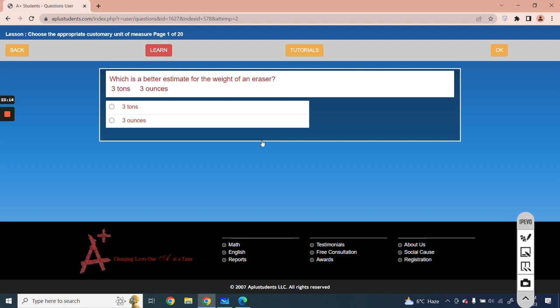Which is the better estimate for the weight of a razor? 3 tons or 3 ounces? Which is the correct option? Yes, it is 3 ounces, because tons is too heavy. So it would be 3 ounces. So just select the correct option and click on the OK button.